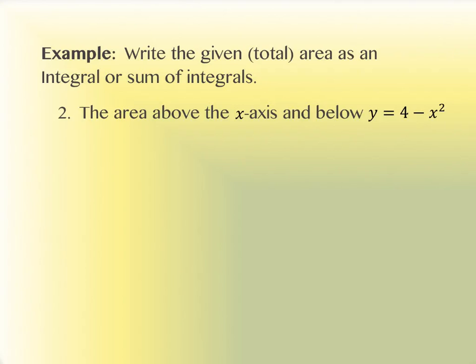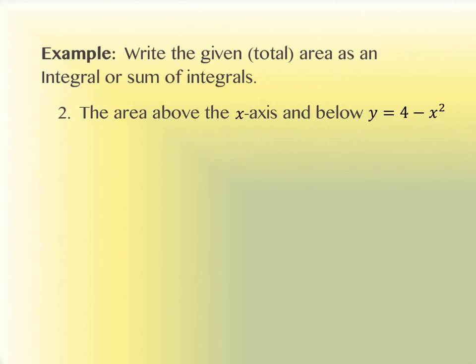This one says we're going to write the given total area as an integral or sum of integrals. Again, a picture is going to help you to be able to do this. It asks us to find the area above the x-axis and below the curve. So you need to graph this in order to do that. And it doesn't tell you x goes from 0 to 2 or whatever. It doesn't tell you on this one, right? So you don't know what x needs to go from until you look at the graph.